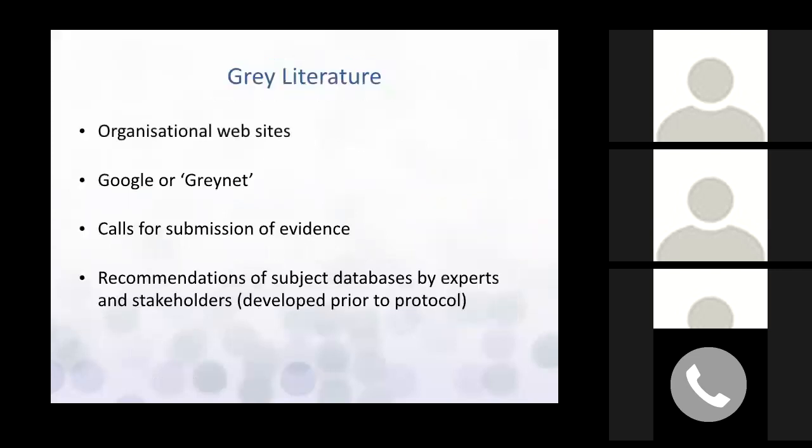Okay. And then where can you start looking for gray literature? One is organizational websites. For example, searching the websites of WWF, Conservation International, or the World Bank. You can also use Google or GrayNet. I actually don't know what GrayNet is. I'm not sure if that's another way of talking about Google.